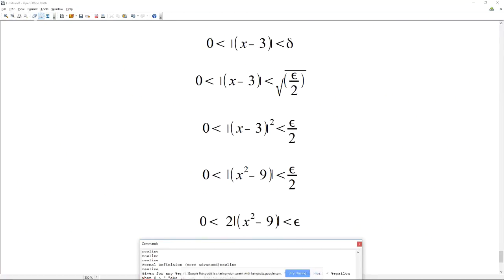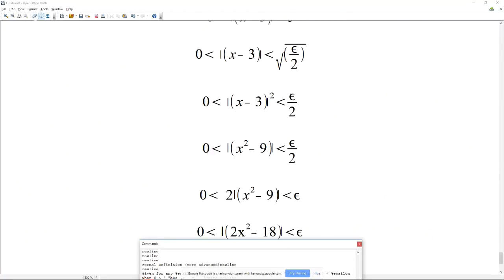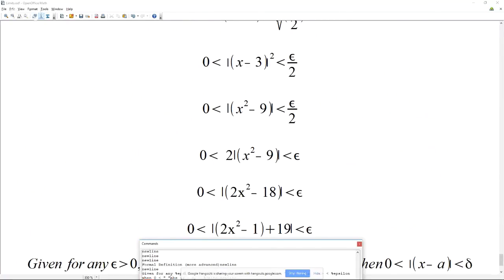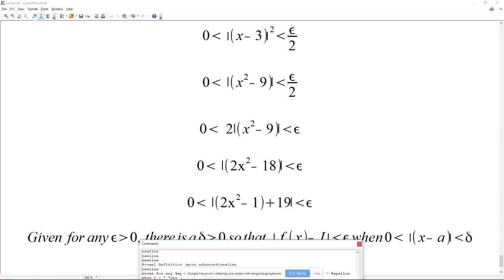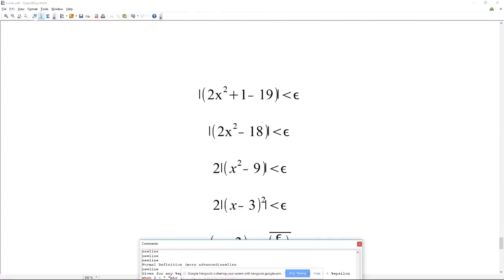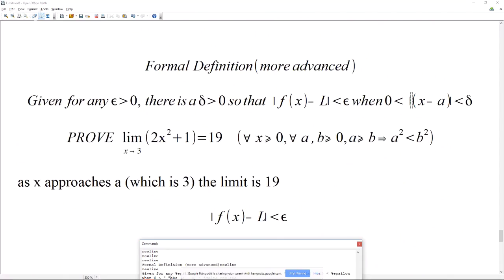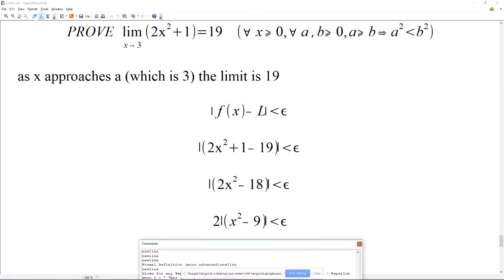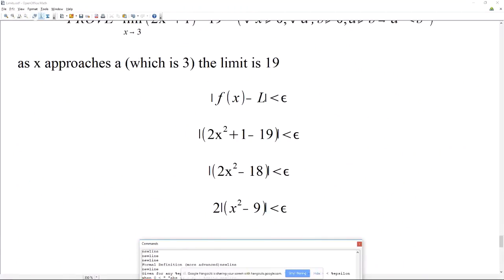Then I take 2 on both sides and times it. This cancels out the 2 on the right-hand side. I'm left with 2 on the left-hand side. I distribute it over, so 2x squared minus 18. I'm left with 2x squared minus 1 plus 19, which is another way of showing this. So I'm showing this right here, which is my original thing, 2x squared plus 1 equals 19. I'm taking this part right here. This is what I'm getting when I take f of x minus L.